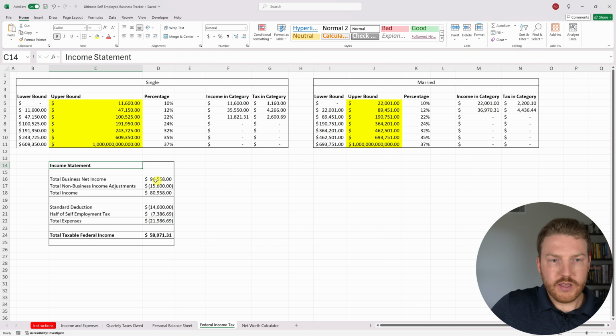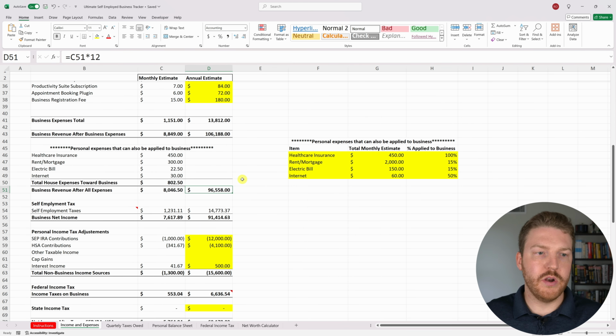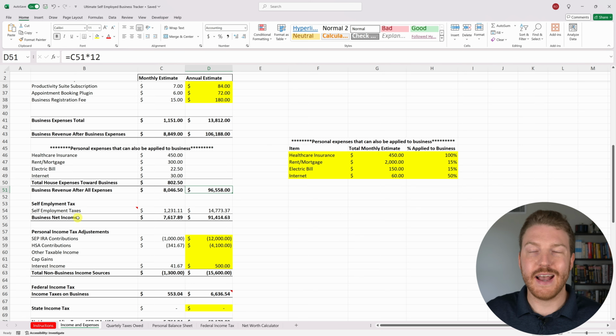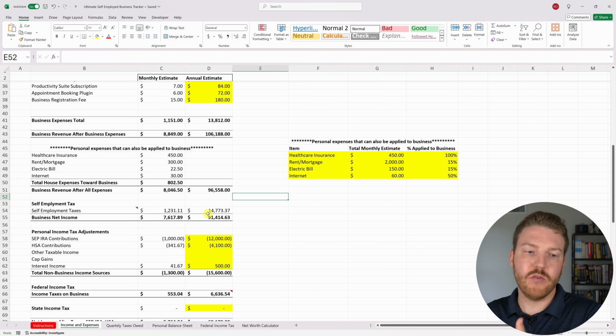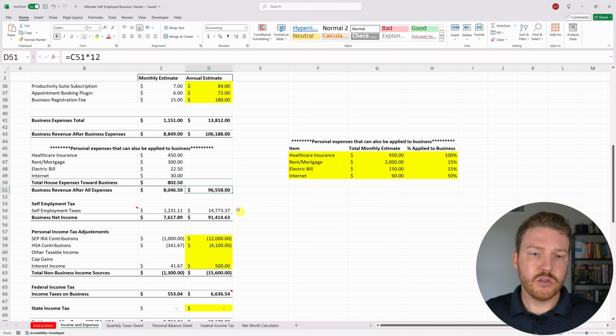So here I'm doing this little calculation where I have my total business net income, which comes over here from D51. D51 is the business revenue after all expenses before we actually reduce our business net income for that self-employment tax. So unfortunately, you can't reduce that federal income tax by the amount you paid for the self-employment tax. However, you do get to reduce it for all this personal stuff that you included. So we have this 96,000 here, that's our D51.